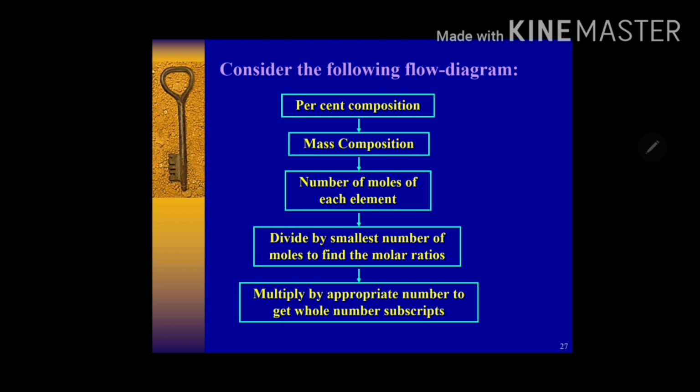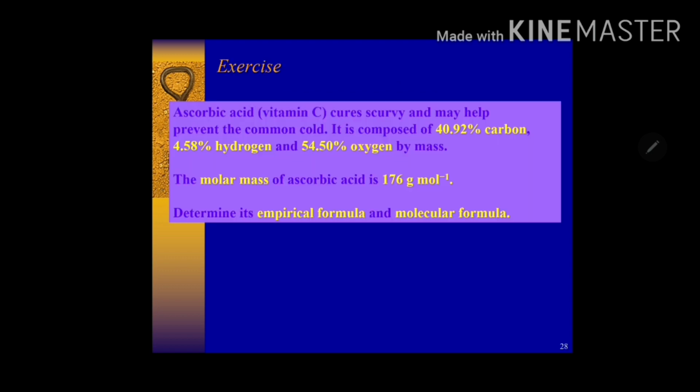How to find empirical formula? So look at this exercise. Ascorbic acid, vitamin C, cures scurvy and may help prevent the common cold. It is composed of 40.92% carbon, 4.58% hydrogen, and 54.50% oxygen by mass. The molar mass of ascorbic acid is 176 gram per mole. Determine its empirical formula and molecular formula.